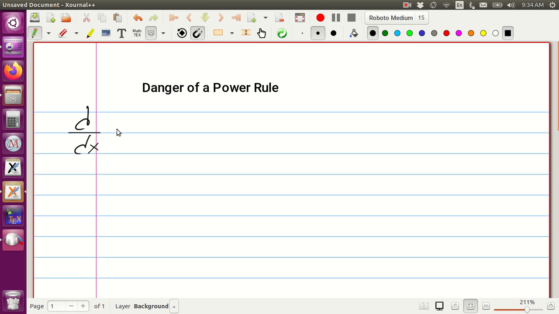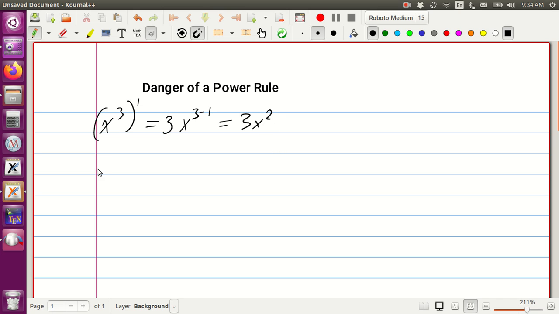So if we want to find the derivative of x cubed, according to the power rule, n is equal to 3. So we can take 3, put it down, and write x to the 3 minus 1. So we're going to get 3x squared, right? So this is nice and easy.